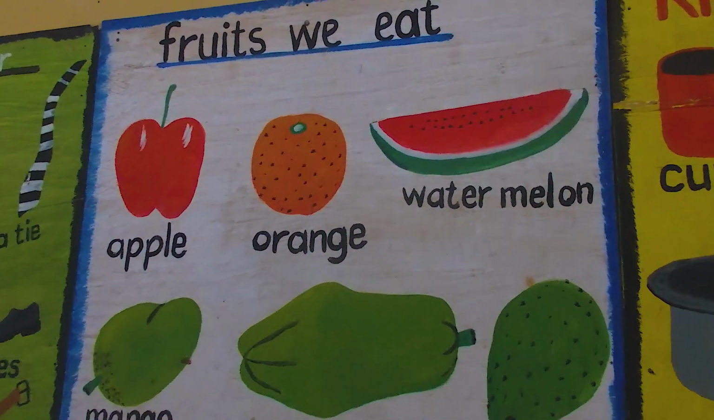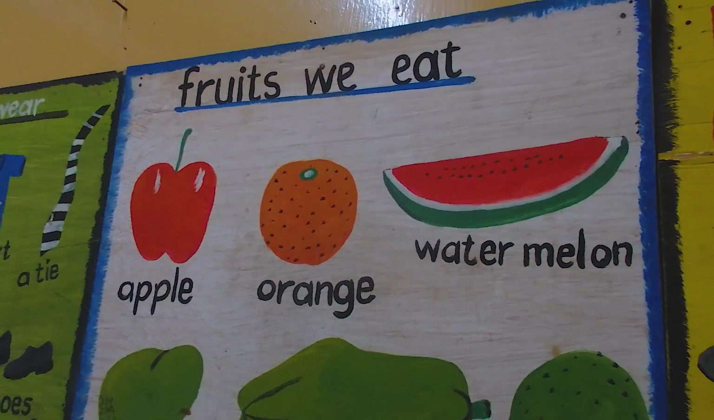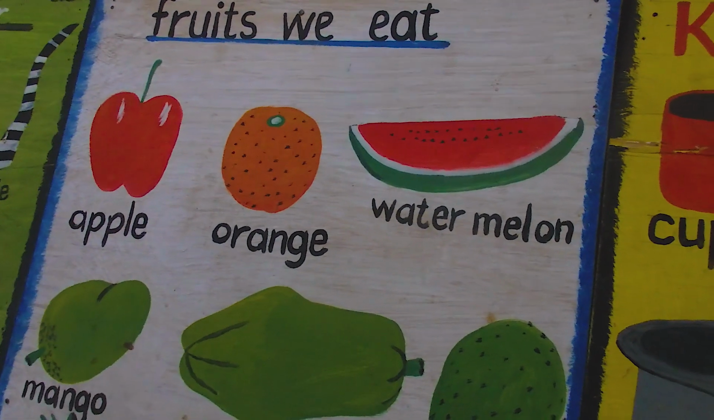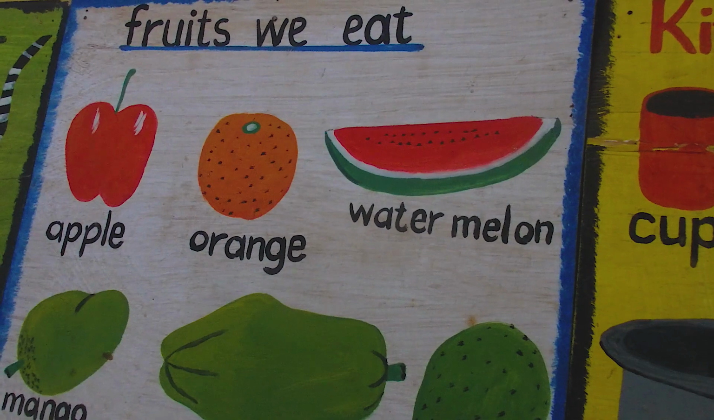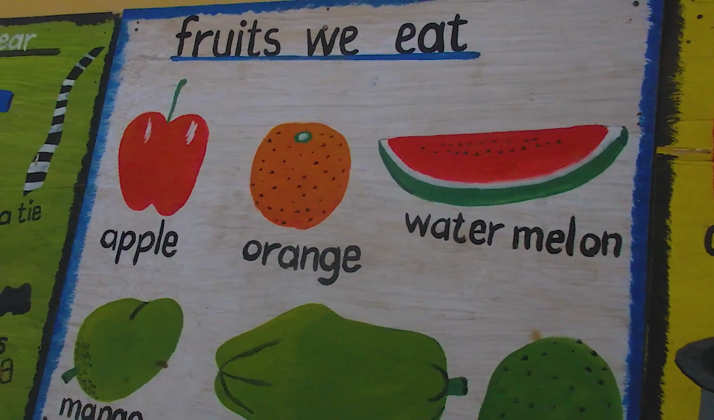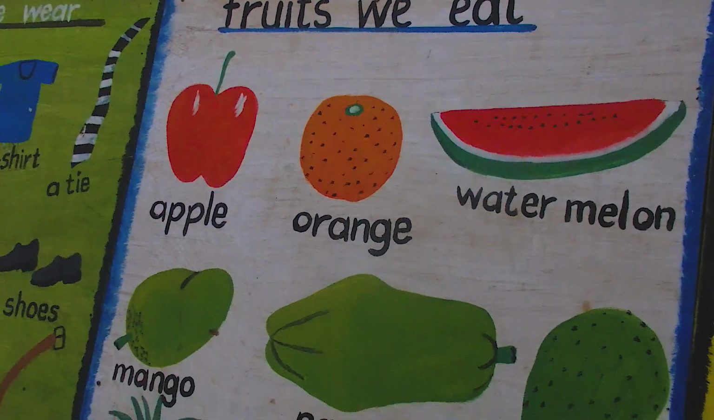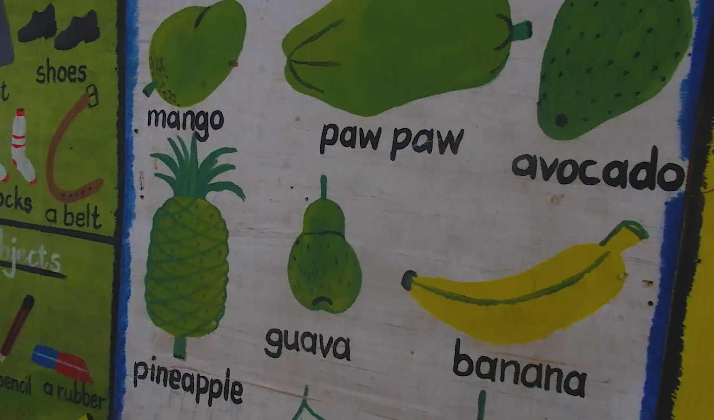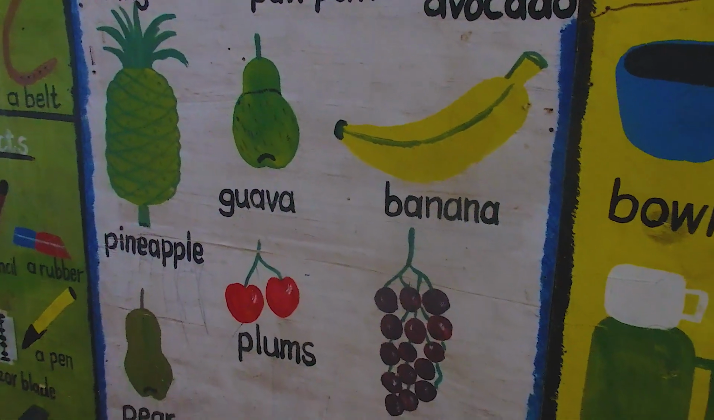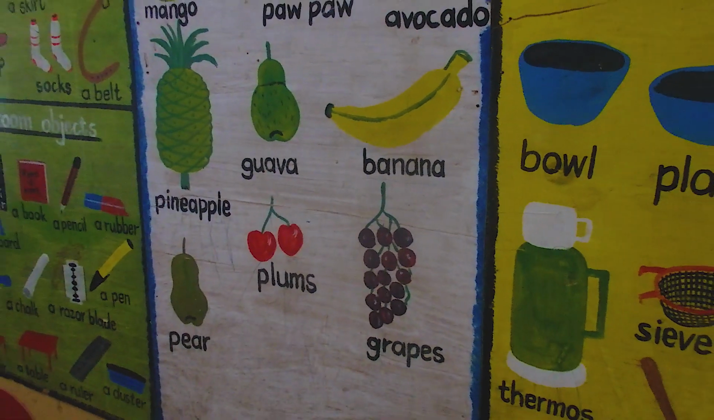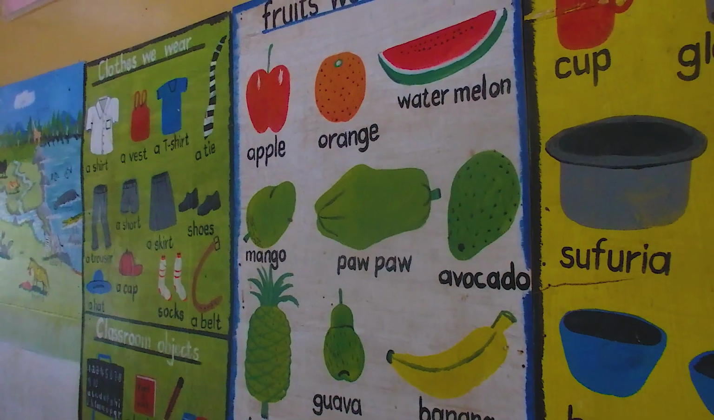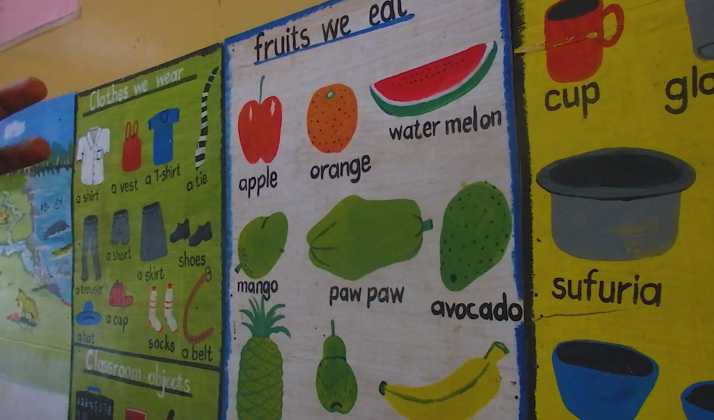We have the fruits we eat. In this particular part, learners learn that we need to eat fruits so that we can be healthy, and we need to eat varieties of fruits. So they learn about also involving the diet of vitamins to their meals whenever they are eating.